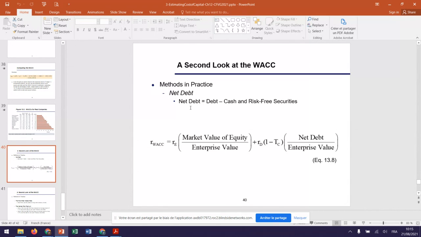Why? Because some companies are cash rich companies. When you have a cash rich company, the position of the total debt may not reflect the real debt obligations. So when you calculate, you should use the net debt. That means debt minus cash and risk-free securities, or what we call near cash. And to estimate it, the enterprise value can also be used as the proxy of D plus E.